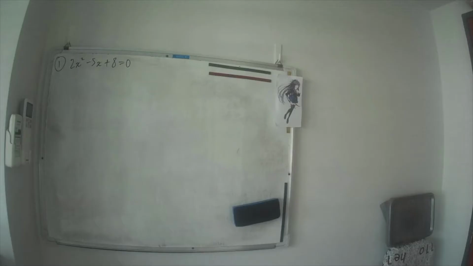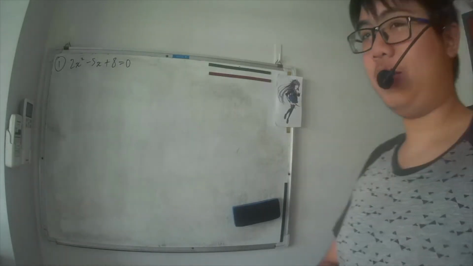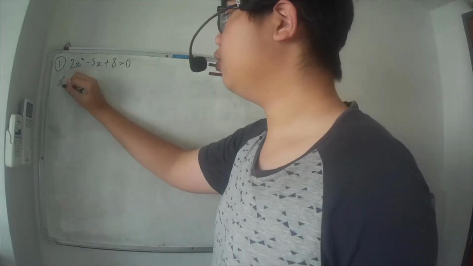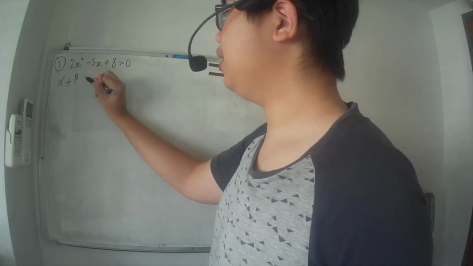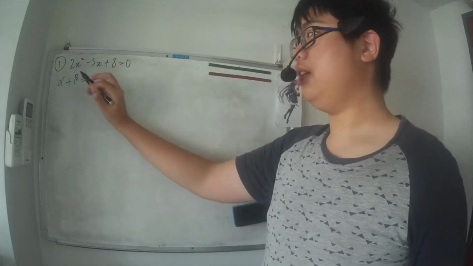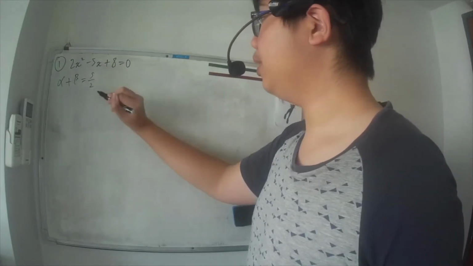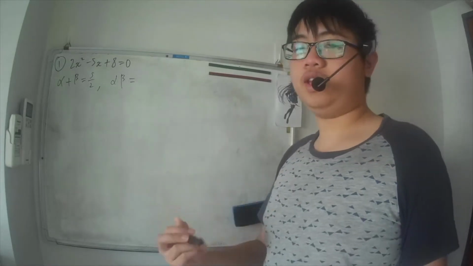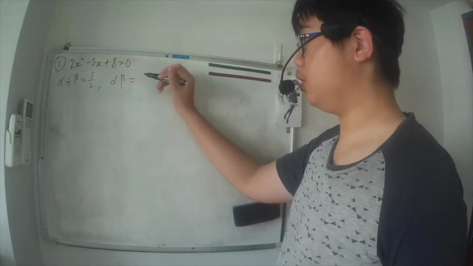Alright. So let's start off by writing down what our alpha plus beta and alpha times beta are. So the sum of roots, alpha plus beta, is equal to minus b over a. This is your b, this is your a, so this is 5 over 2. And your alpha beta is equal to c over a, which is 8 divided by 2, which is 4.